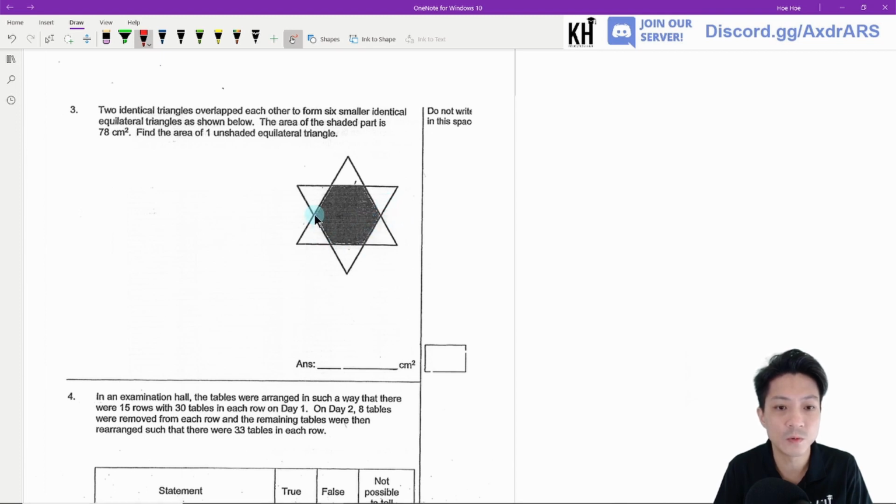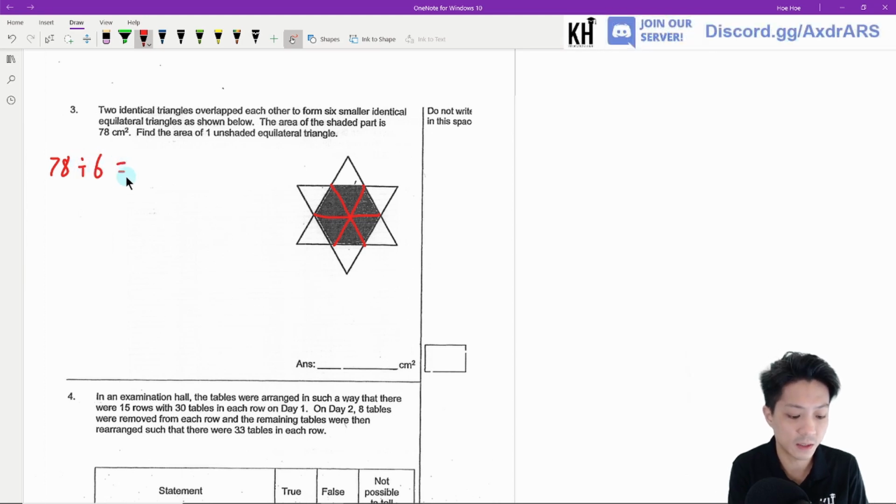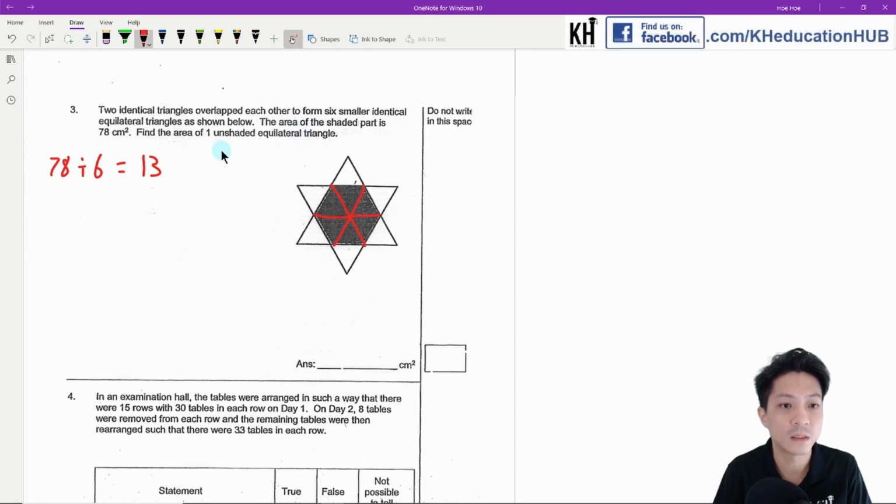Okay, so for this question, you need to cut the shaded part in this manner, 1, 2, and 3. So it's gonna be cut into equilateral triangles, and this shaded triangle is equal to the unshaded triangle. So to find the area of one triangle, I first need to use 78 divided by 6. 78 divided by 6 will give me 13. And that is the area of one unshaded equilateral triangle. So the answer is 13.